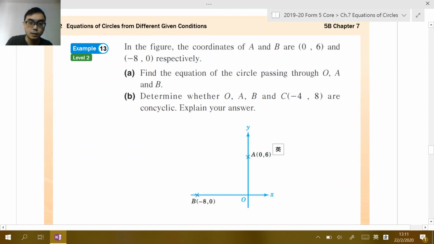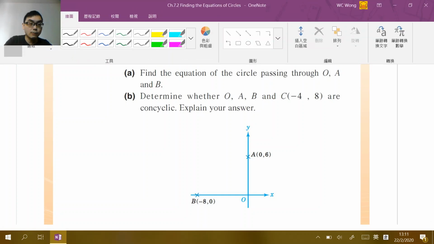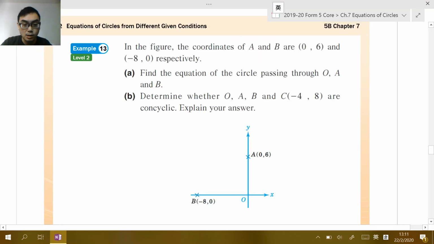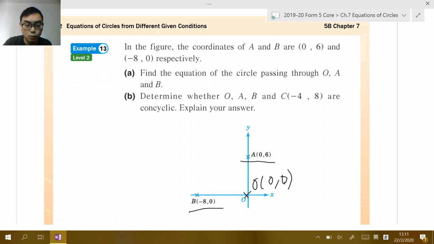Example 13. Now you are given 2 points A and B, with coordinates 0, 6 and negative 4, 0. Find the equation of the circle passing through O, A, and B. This time you should be very careful, because I do not have the center and the radius of the circle, but I have 3 points, 1, 2, and 3, because you have to use O also here. In order to do this question, we can have 2 ways to do this.